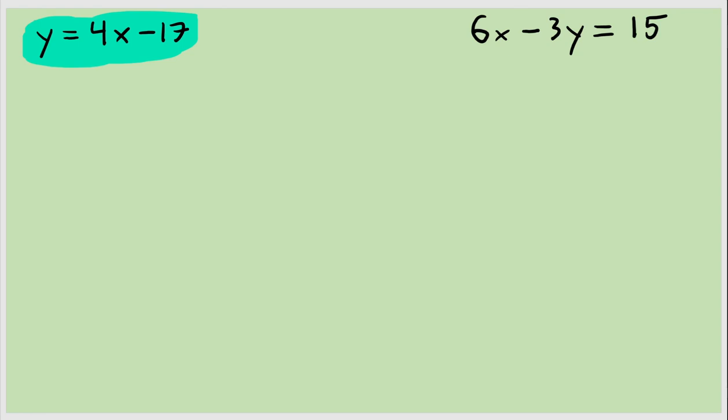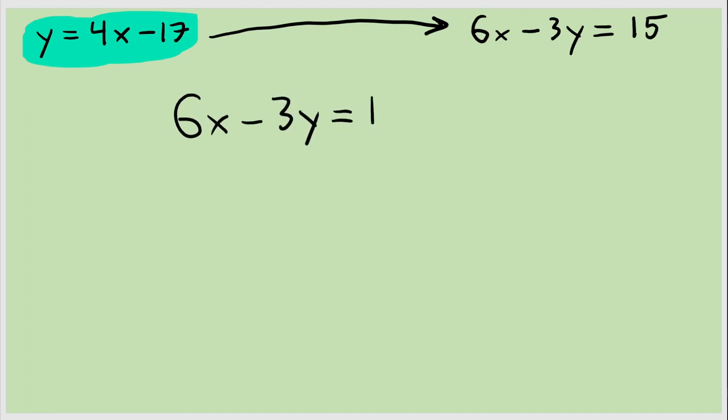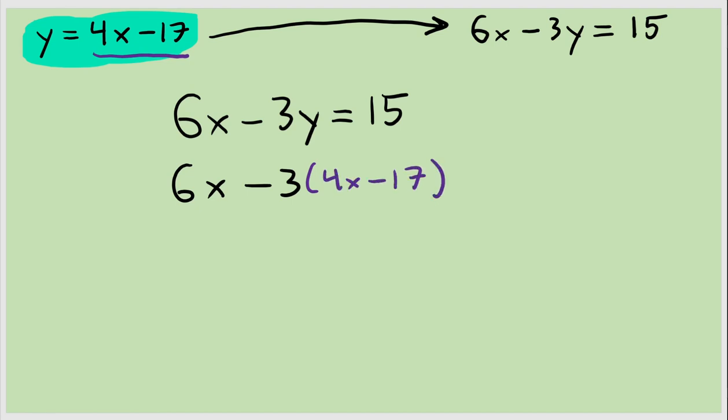So what you're going to do is take that information and plug it into the other equation. You're going to substitute it in for y. So let me go ahead and show you how it works. You have 6x minus 3y equals 15. That's your other equation, right? Well, what you're going to do is 6x minus 3, and then instead of writing y, we're going to substitute what y equals in there. So y is 4x minus 17, right? Okay, so I just plugged it in.